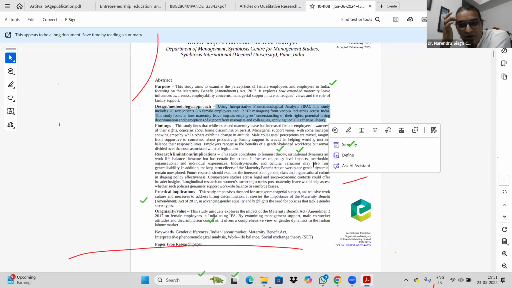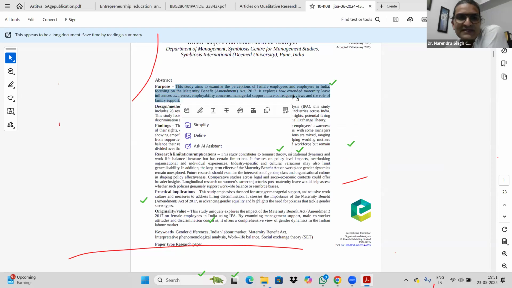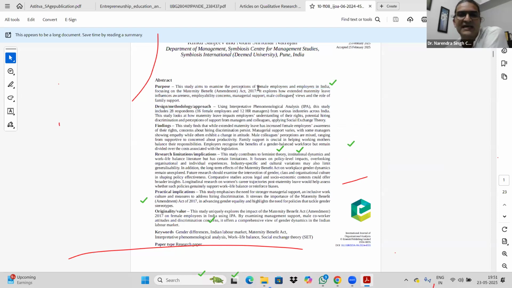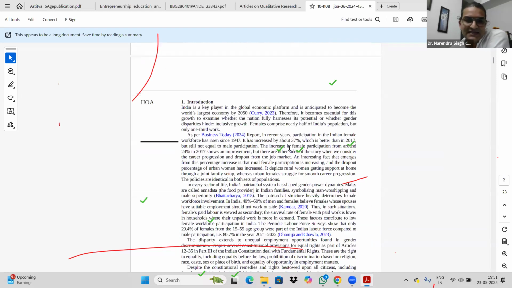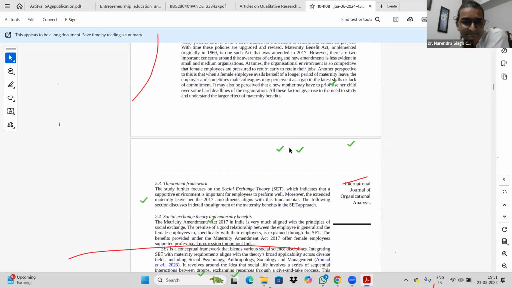And what the paper is all about: the study looks at how maternity leave impacts employees' understanding of their rights, potential hiring discrimination, and perception of support from managers and colleagues, applying social exchange theory. What is the purpose? The study aims to examine the perception of female employees and employers in India, focusing on the Maternity Benefit Act 2017. I will be sharing this. So the part is that you have to study all these and come.